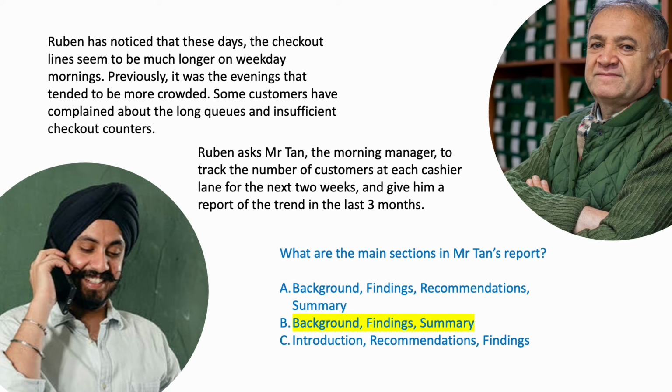The answer is B. Ruben has asked for only the trend in the last 3 months. This means that Mr. Ton is merely required to provide an informative report, not an analytical one.